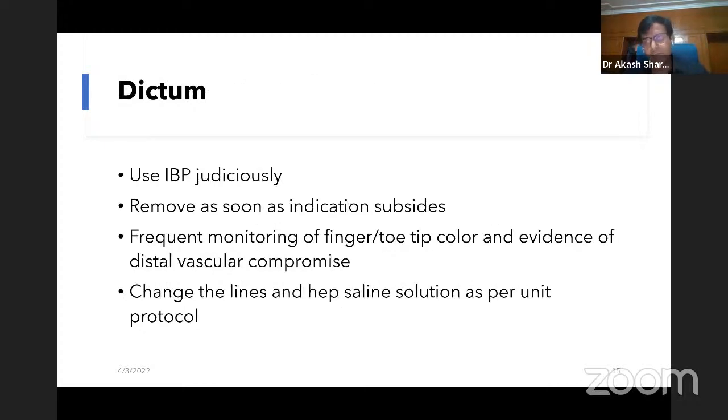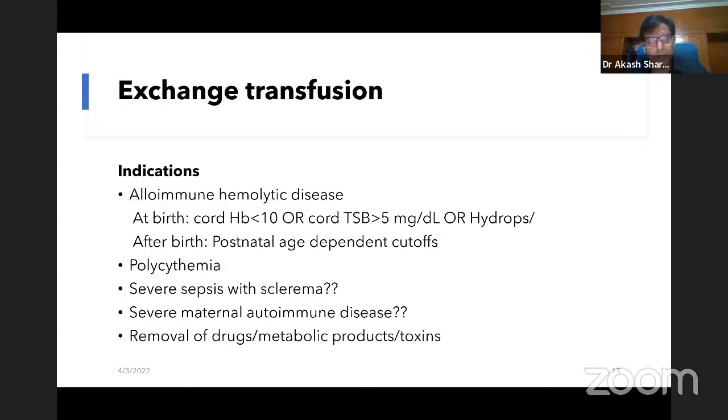So this is all for the invasive blood pressure. Now moving on to the exchange transfusion. I think most of the MD students are aware of the procedure itself.